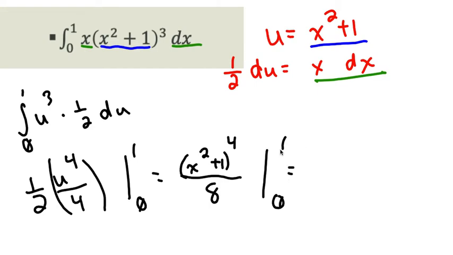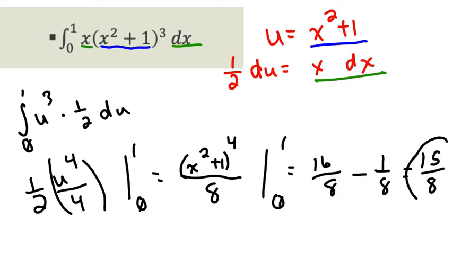So plug in 1, what do we get? Well, 1 plus 1 is 2, 2 to the 4th. 2 to the 4th is 16, divided by 8. Minus, plug in 0. 0 plus 1 is 1. 1 to the 4th is 1, divided by 8 is 1/8. So I end up with a final answer of 15 over 8, as long as I did those steps correctly. So that's one way of doing this.